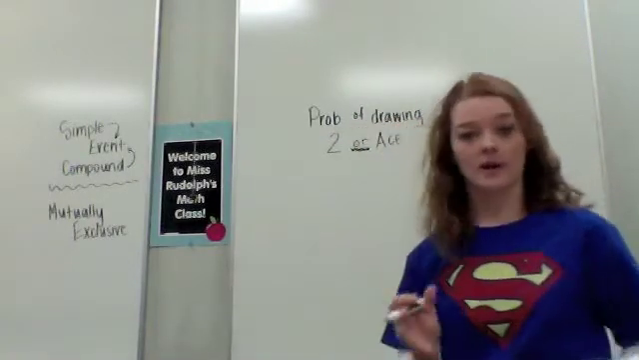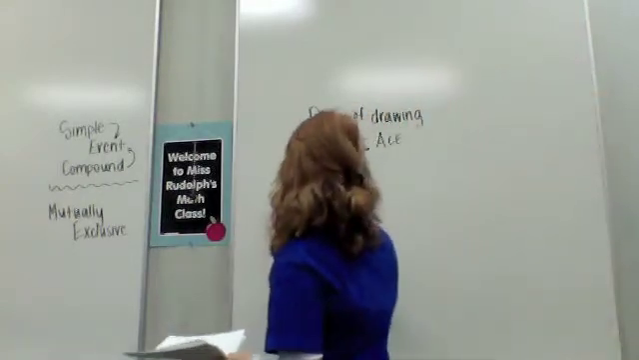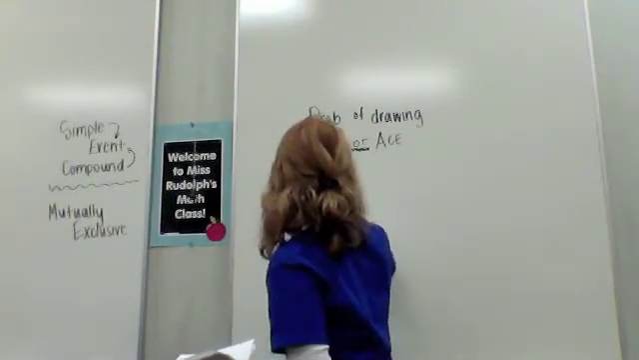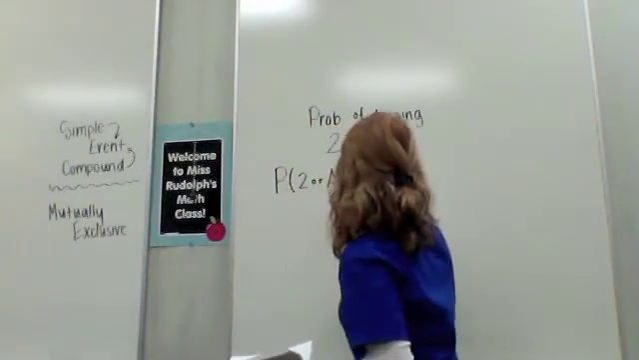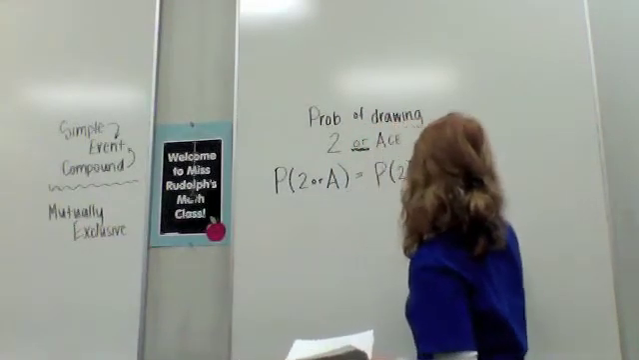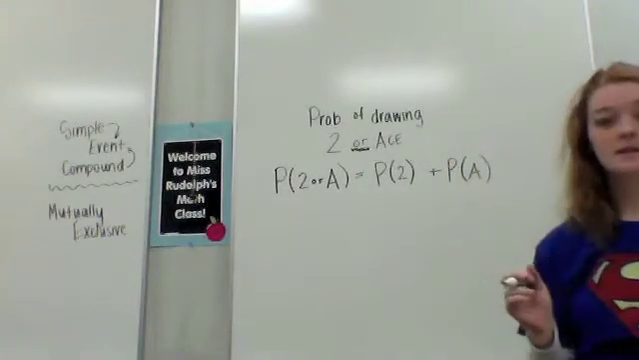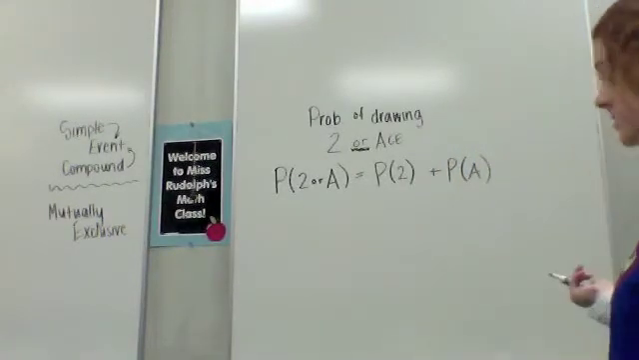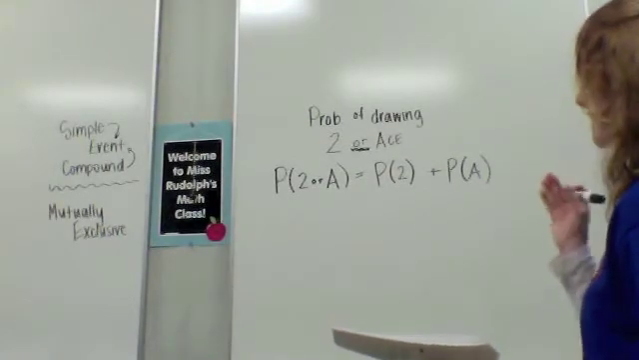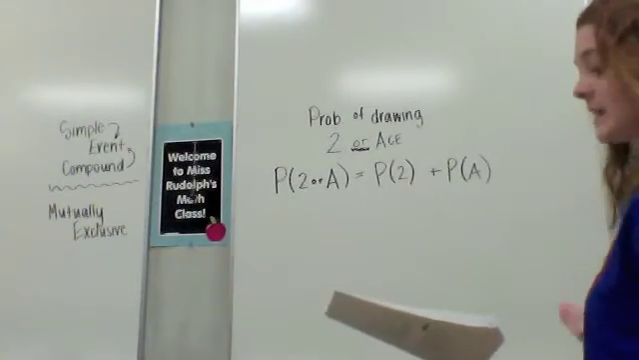I'd also like to highlight the word or. The word or in probability means add, okay? So what we're really doing here is finding the probability of a 2 or an ace, which is really equal to the probability of drawing a 2 plus the probability of drawing an ace. So the formula that I just wrote out for you is actually the sum of probabilities formula, where we have two events, either or is happening, and you're adding them together.